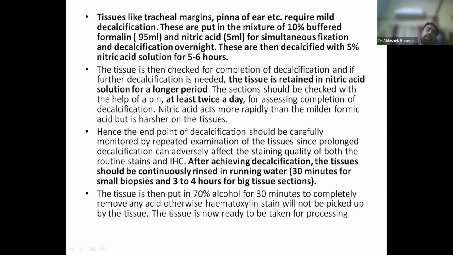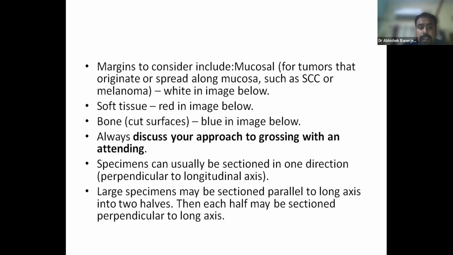So these are all the things. This starts from the grossing. This is not a part of the processing. So keep in mind that all these chemicals should be in front of you, so you should not have to rush for the chemicals here and there. And for the soft tissue margin and bone cut tissues, I have shown these in the previous slides.